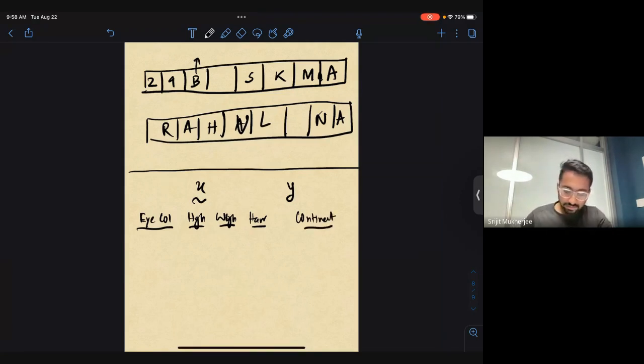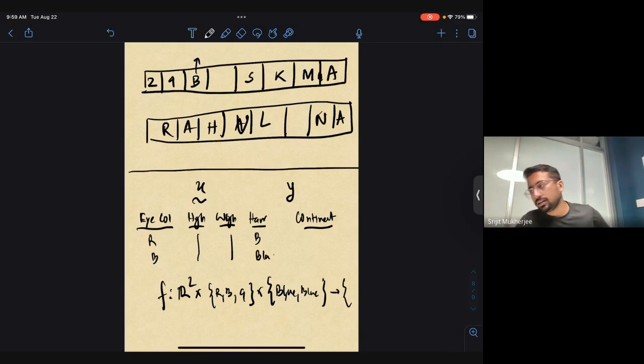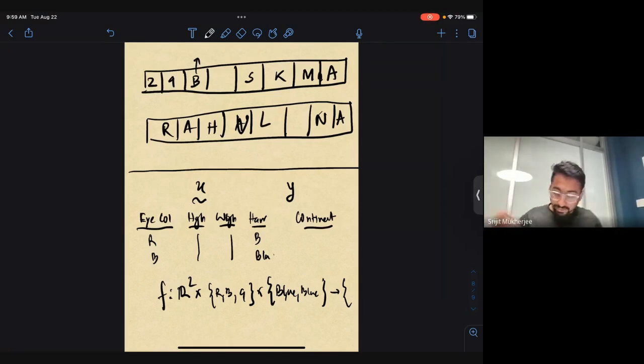So this is a function, but it's not R to the power n, it's categorical. There are two kinds of variables, continuous and categorical, numerical and categorical. It will be red, blue, brown, black, whatever. So it's a different set: R squared cross, let's say, red, blue, green, cross, the set of continents: Africa, America, Asia, Australia, Arctic. I'm sorry if I forgot all the continents' names. Antarctica, yeah. Anyways, that's not the point.